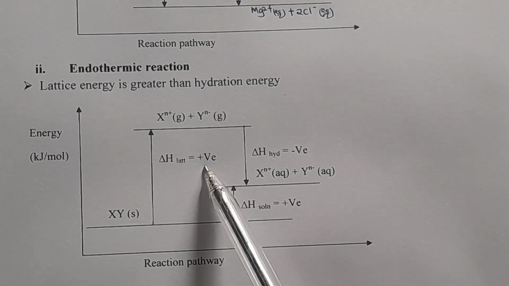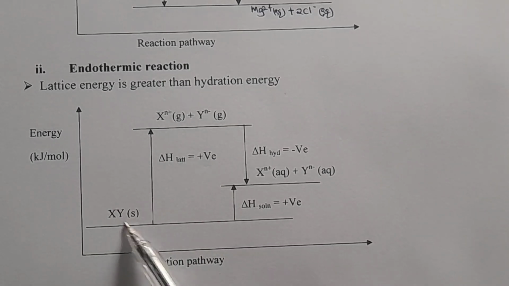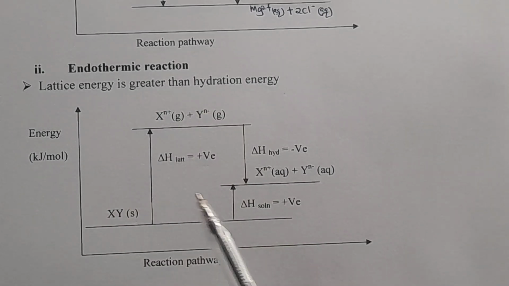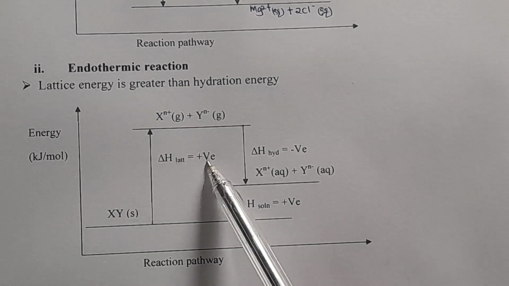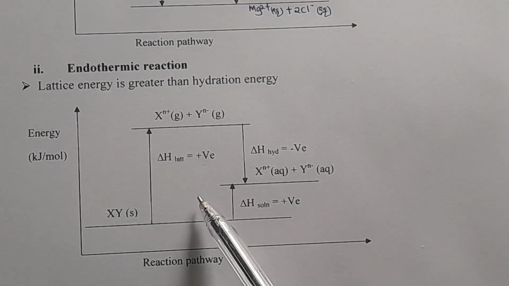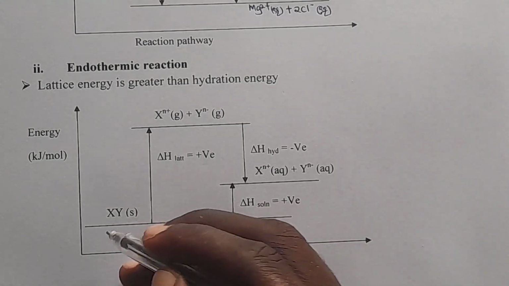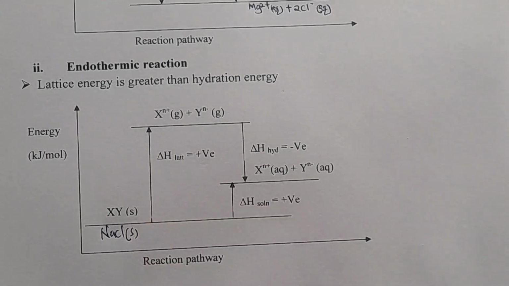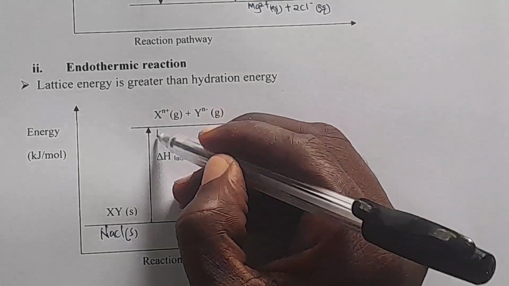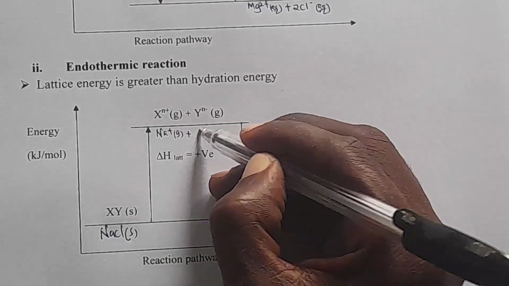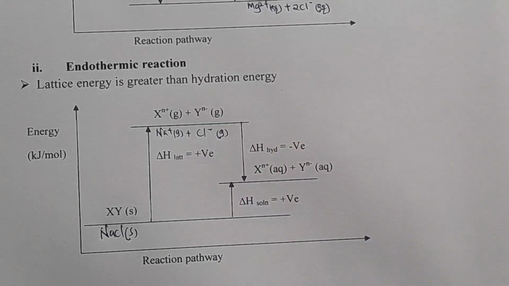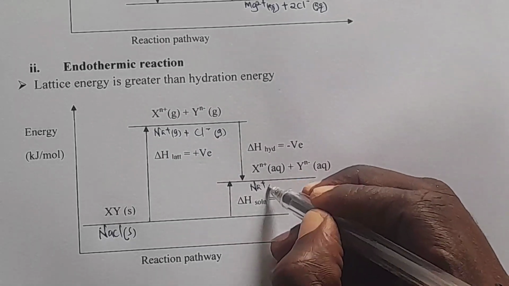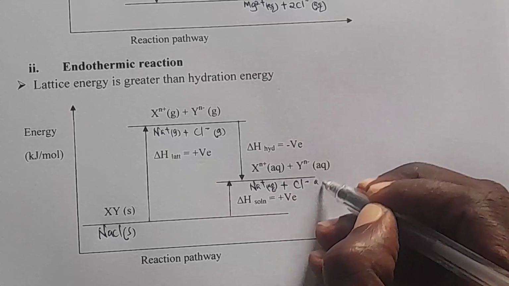So lattice energy is positive because here we have the ionic compound being broken down to form gaseous ions. And we said bond breaking is an endothermic process. That means we are going to have a positive enthalpy on the side of lattice energy. For example, if you are dealing with sodium chloride, which is solid, the lattice energy here gives us sodium ion, which is gaseous, and also chloride ion, which is gaseous. When these gaseous ions become hydrated, we get sodium ion, which is aqueous, plus chloride ion, which is aqueous.